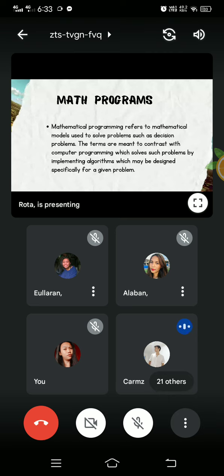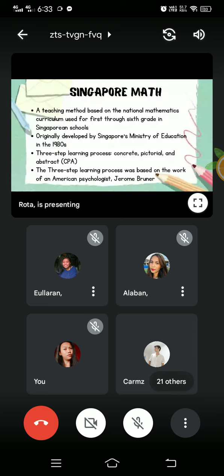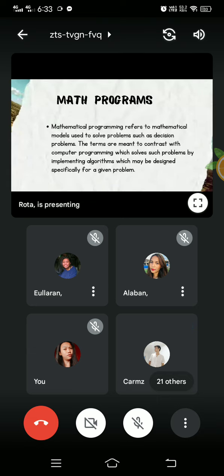Okay, so you have also presented the three approaches, or shall I say, there are three being mentioned in terms of math programs. Why do you think these three are being mentioned? Singapore, Montessori, and Kumon. Why do you think that these three are being highlighted in this topic? Reporters? Rota, sir.